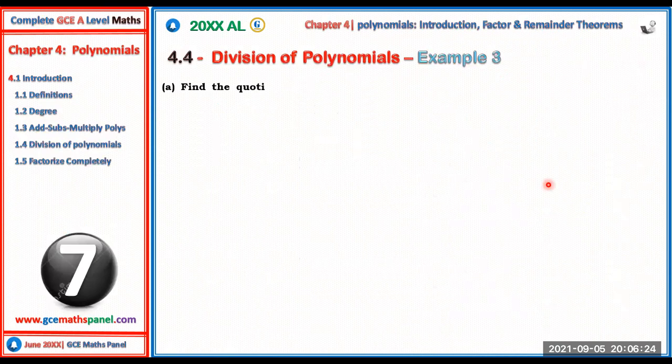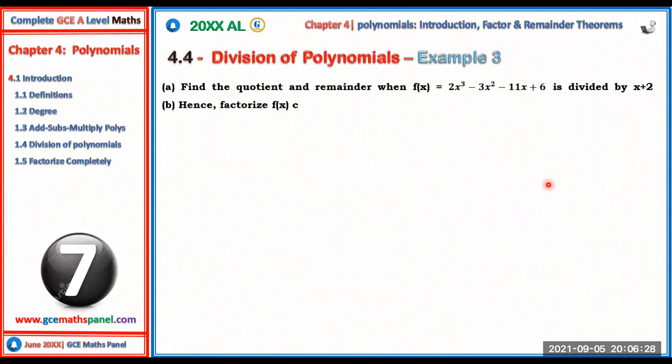Example number 3. Find the quotient and remainder when f of x equals 2x cubed minus 3x squared minus 11x plus 6 is divided by x plus 2. Hence, factorize f of x completely. Whenever they say factorize completely, they want your answer as a product of linear factors. We have seen what is meant by linear in the previous lesson.